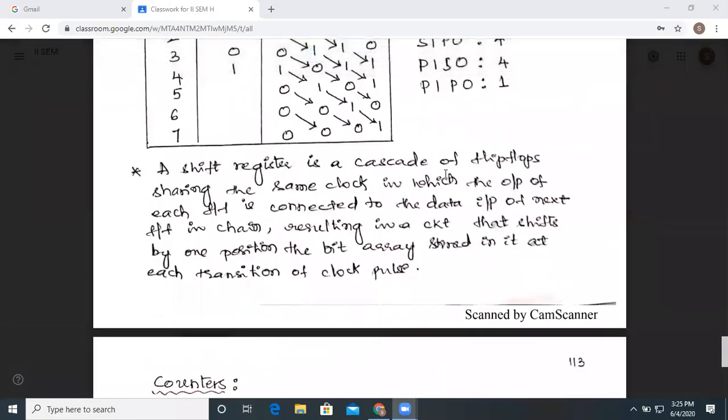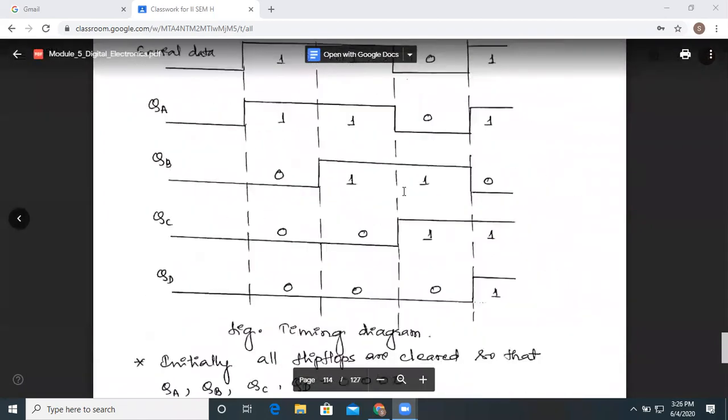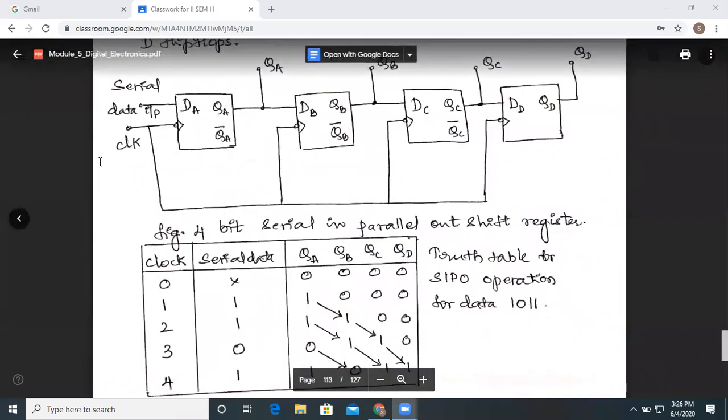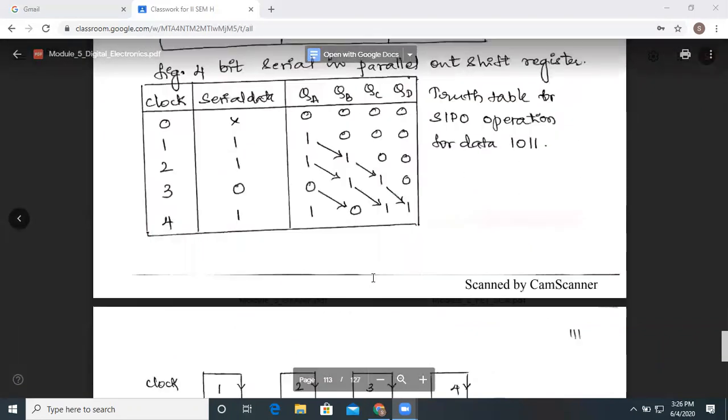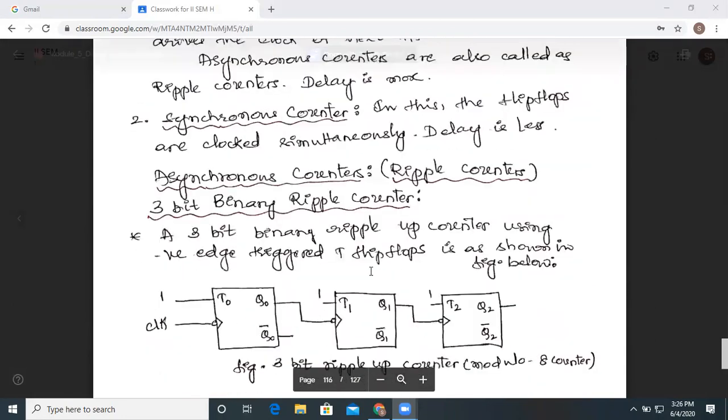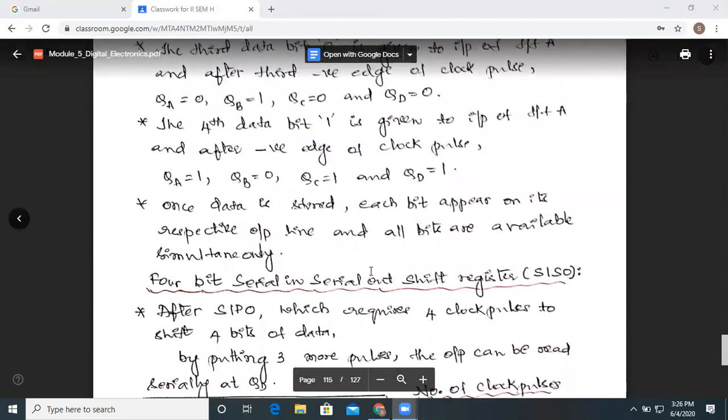So this is the last single small definition which is being written. What is a shift register? It's a cascade of flip-flops. Cascade in the sense that the flip-flops are connected one after the other. They will share the same clock. I have already shown you that they share the same clock. That means the clock signal is simultaneously given to all the flip-flops.